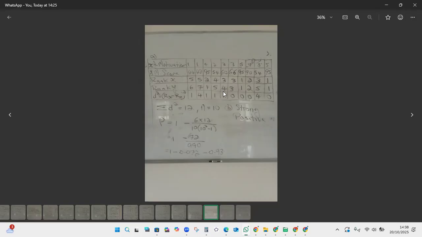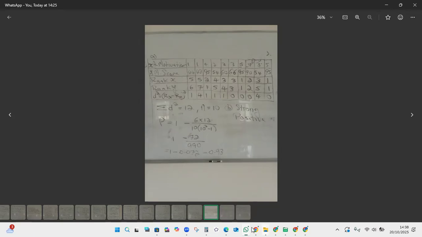3 minus 4, negative 1 squared, 1. 3 minus 3, 0. 0 squared is 0. 1 minus 1, 2 minus 2, the same. 3 minus 5 will give us negative 2. Negative 2 squared is 4. And 1 minus 1 is 0. 0 squared is 0.